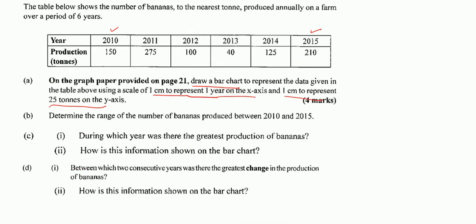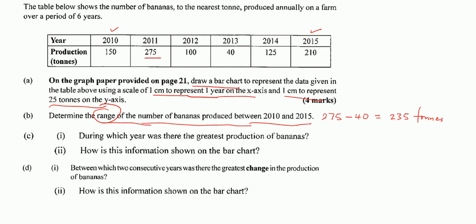Part B said determine the range of the number of bananas produced between 2010 and 2015. Range really means the difference between the highest and the lowest in the data given. If we look at the data, we see 275 is the highest, so it's 275 minus the lowest, which is 40. This will give me 235 tons.